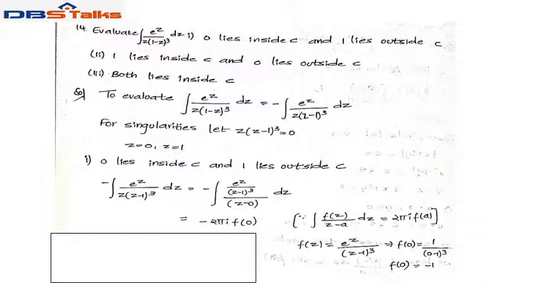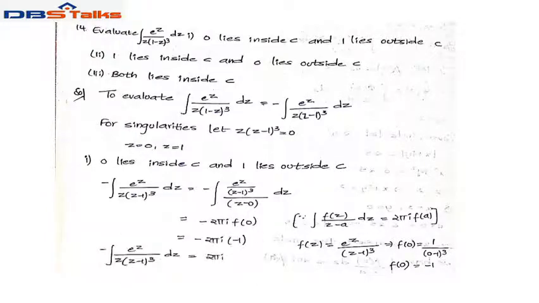So this is the formula of Cauchy's integral theorem. Integral f of z by z minus a dz is 2 pi i f of a. Here f of z is e power z by (z minus 1) whole cube, and f of 0: substitute z equal to 0, we get f of 0 is minus 1. Therefore minus integral e power z by z into (z minus 1) whole cube dz equal to minus 2 pi i into f of 0, which is minus 1. So that equals 2 pi i.